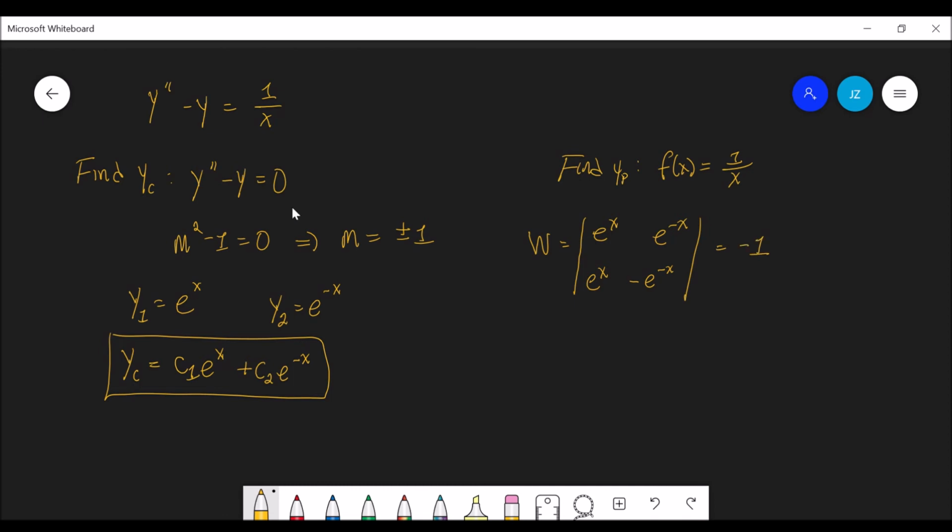So it's negative 1 minus 1, which is negative 2. W1, first column is now 0, 1 over x. Second column remains unchanged. So this is negative e to the minus x over x.